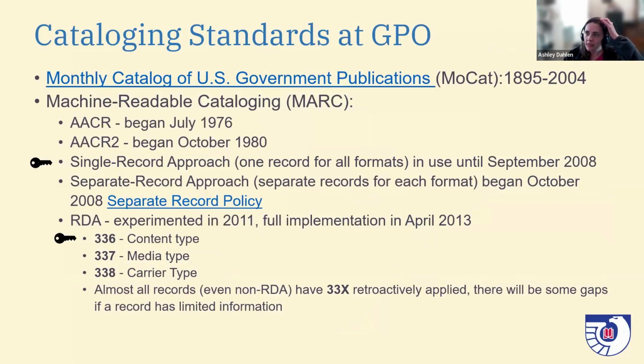All right, so we have many different cataloging standards that we have used at GPO over time, and this may impact whatever metadata project you may be embarking upon. Obviously, between 1895 and 2004, we had the printed monthly catalog, what we fondly call a MOCAT.